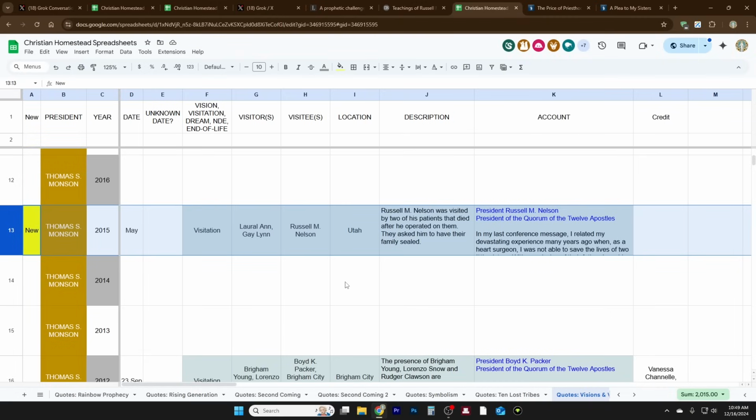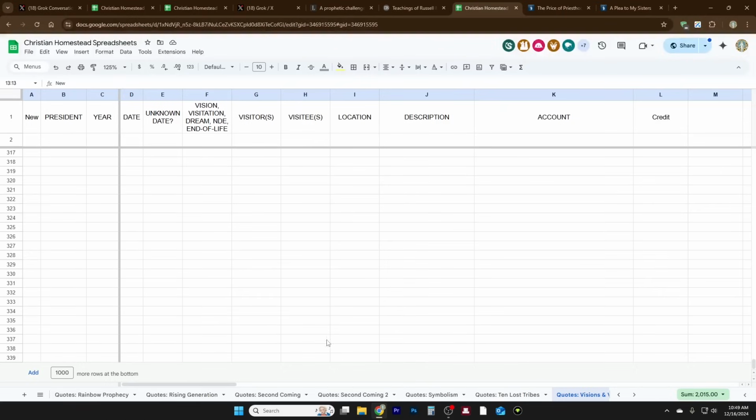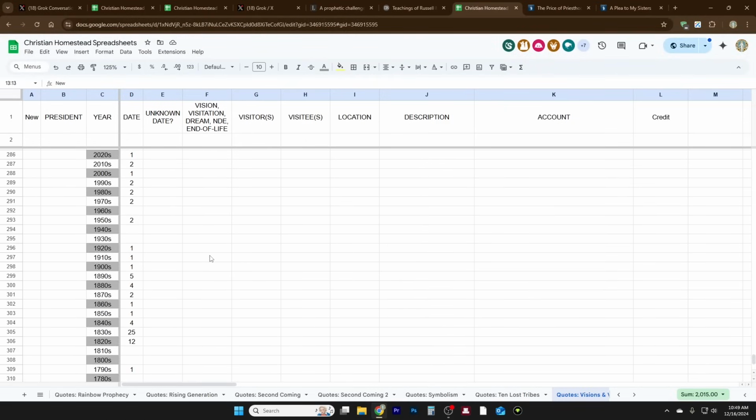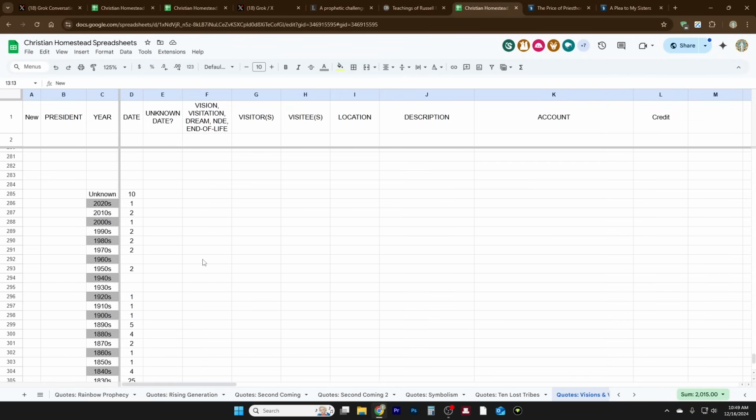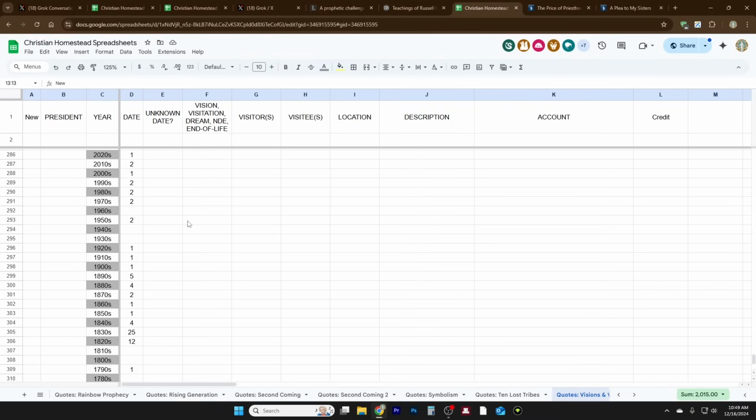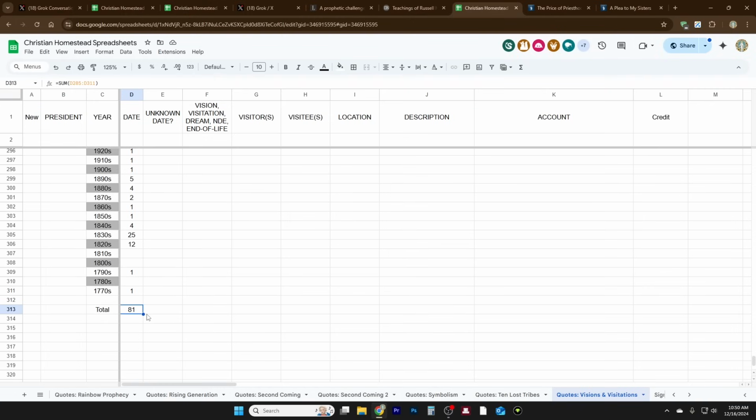So we're going to cover an experience that President Nelson himself had in May of 2015. All right. So at the bottom of the spreadsheet, I have a tally by year of the number of visions, visitations, dreams, near-death experiences, end-of-life visions that I've collected by decade. So this is going to be the second for the 2010s. And overall, so far I've collected 81 total accounts of visions and visitations.